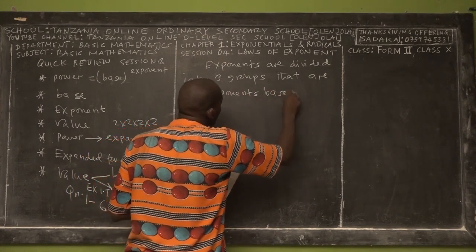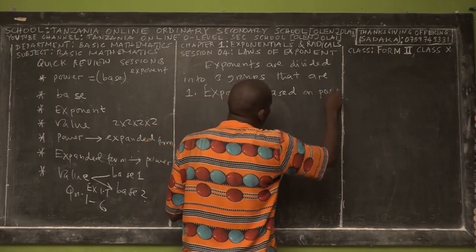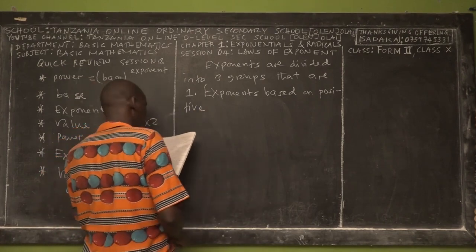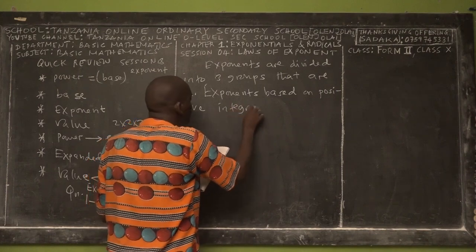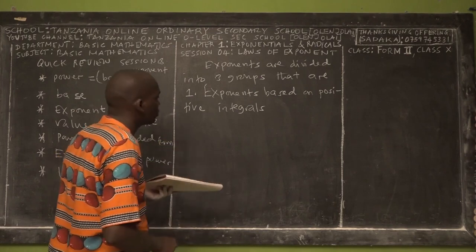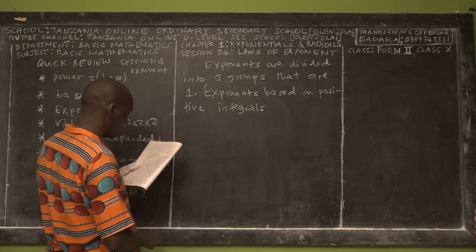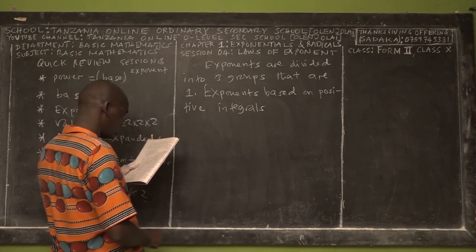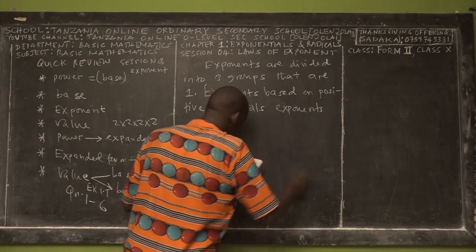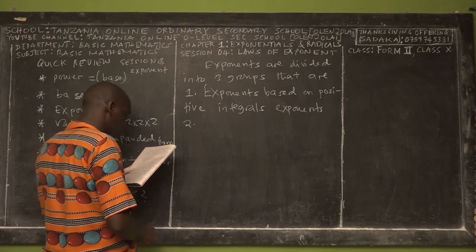Exponents based on positive integrals. When you say exponents based on positive integrals, it means that these are the exponents where the exponent value is a positive integral.